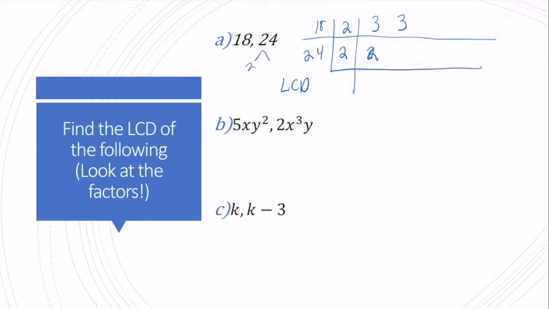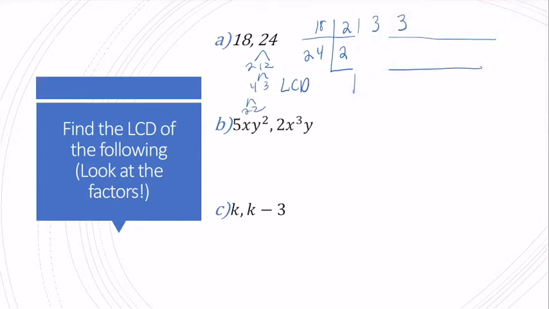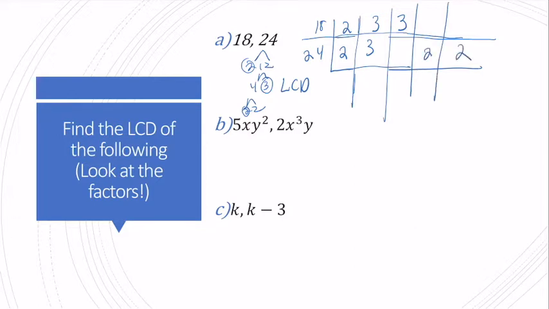All right, its factors over here. 24 is 2 times 12, which is 4 times 3, which is 2 times 2. So 24 factors into a 2 and a 3, but it also factors into a 2 and another 2. So what I'm doing is I'm matching the factors in columns. Then what I do is I pull down a factor from each column. So I've got a 2, a 3, a 3, a 2, and a 2.